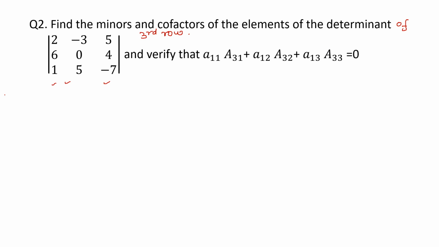Okay, Shravya, you get the first answer. M31. Okay, so M31 is what? Third row and first column. So you will get 0 minus 5. Shravya, will you please check M31 again? Remove this third row. Sir, it's minus 12. Okay, it is minus 12. Yes, you are correct. This is minus 12. And A31 is what? This is 12. Very good.